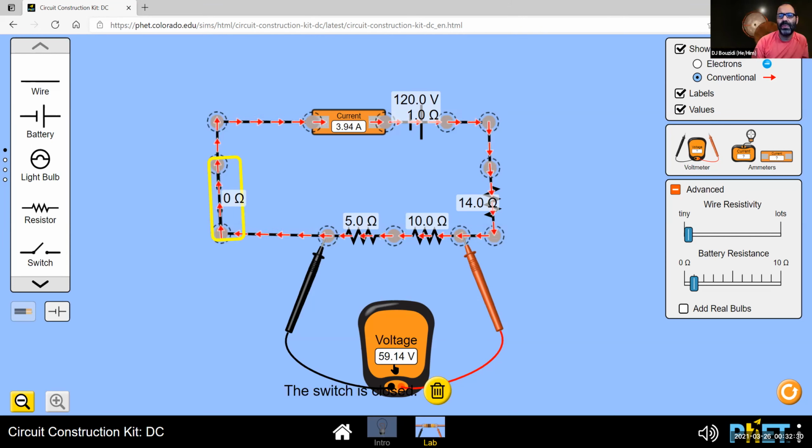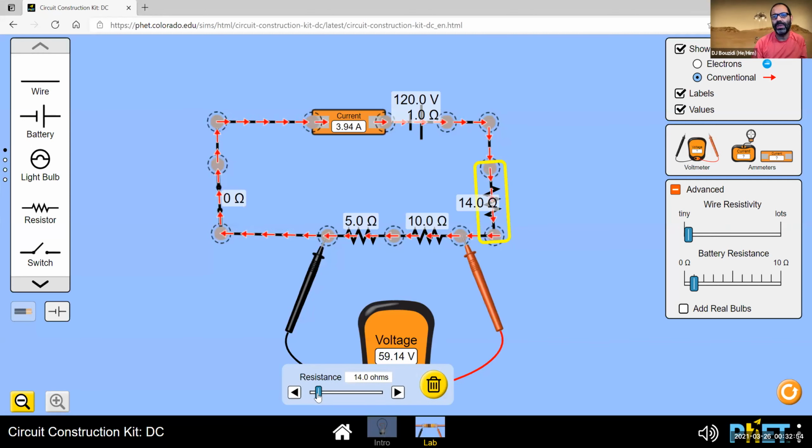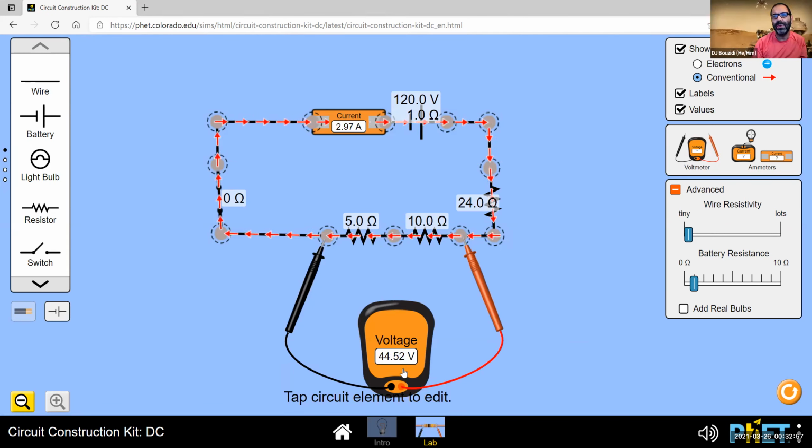I'm going to read the voltage, 59.14 between the two resistors, and 3.94. If I do the division in here, 59.14 divided by 3.94, it's 15.01, which I'm expecting to be 15 ohms, which is exactly how much it's supposed to be, okay? Let me change now the value to a different point. 24 is fine, 44.52, that's another point. 44.52 divided by 2.97, again, I'm supposed to plot this one, it's 14.98, okay? I'm supposed to plot this number, so I have two pieces of data.